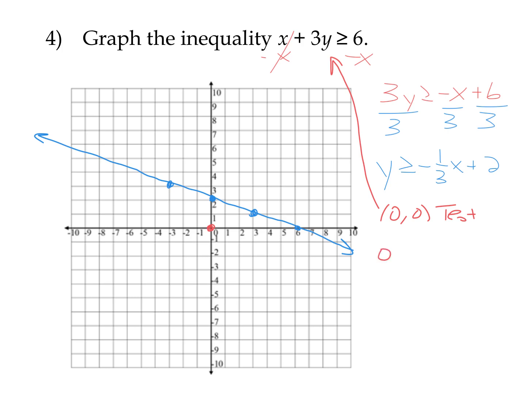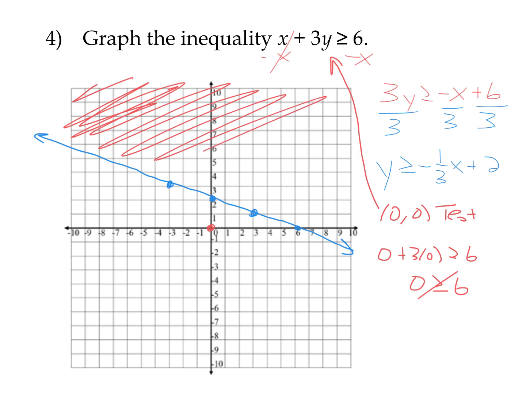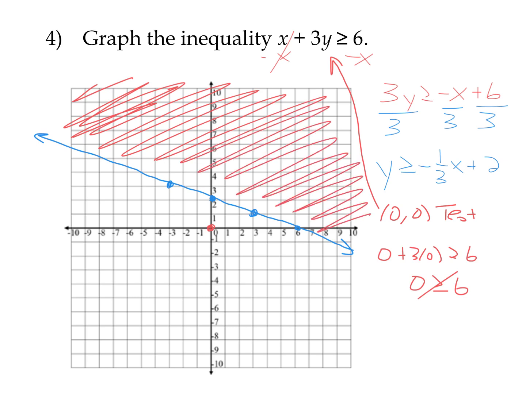So I'm going to take 0 plus 3 times 0 greater than or equal to 6. So that's 0 is greater than or equal to 6. 0 is not greater than or equal to 6. So I don't want to shade in where the 0, 0 is. So I'm going to shade in everything on the other side of that line. So all of this portion of the graph is my solution. Everything on that side of my boundary line, which again was solid here because I had the equal to. So graph the boundary line, test a point, and shade.